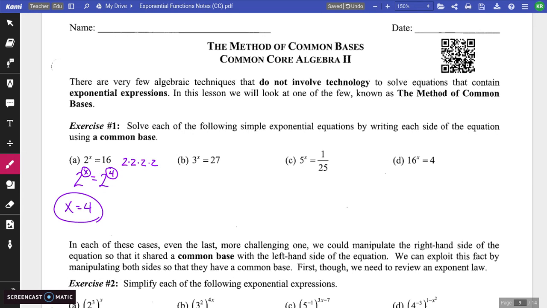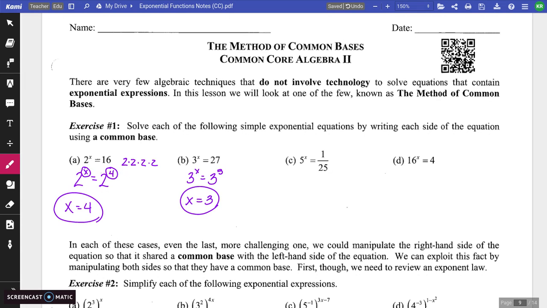All right, so that's the kind of technique that we're looking at today: can you rewrite values using a different base? So B, 3 to the x equals 27. Can you rewrite 27 as a power of 3? So 3 cubed would be 27. Therefore, x must be equal to 3.